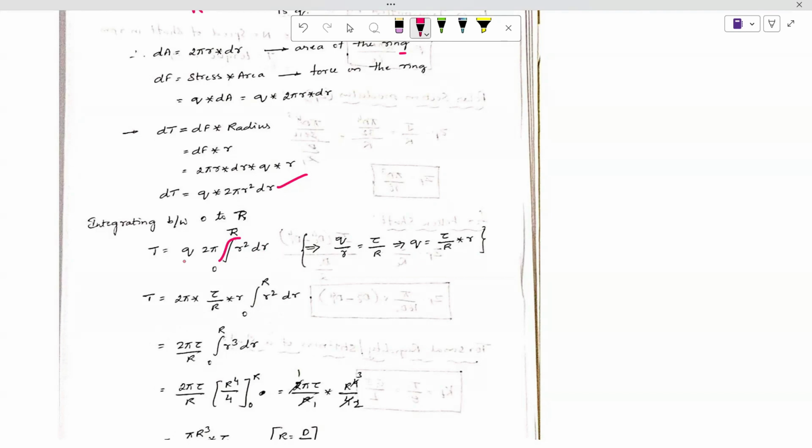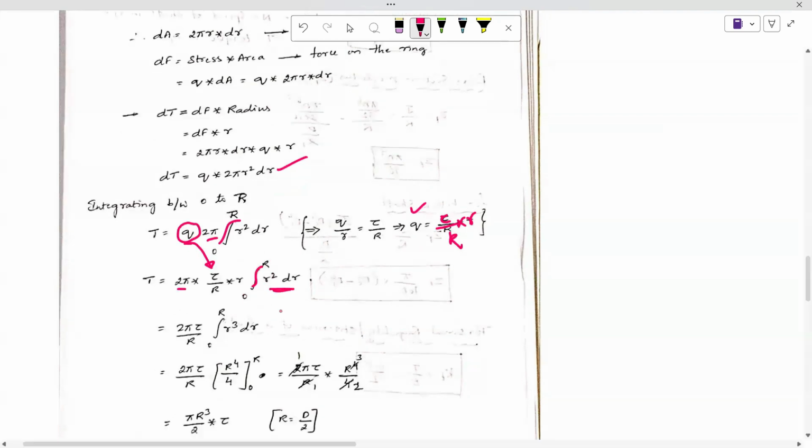Now from this, what is q? q is the shear stress, right? So q by r is equal to tau by R. From this, q is equal to tau by R into r. Just substitute that value, tau by R into r, in the place of q. So 2 pi as it is, and q becomes tau by R into r, integrating from 0 to R of r square into dr.